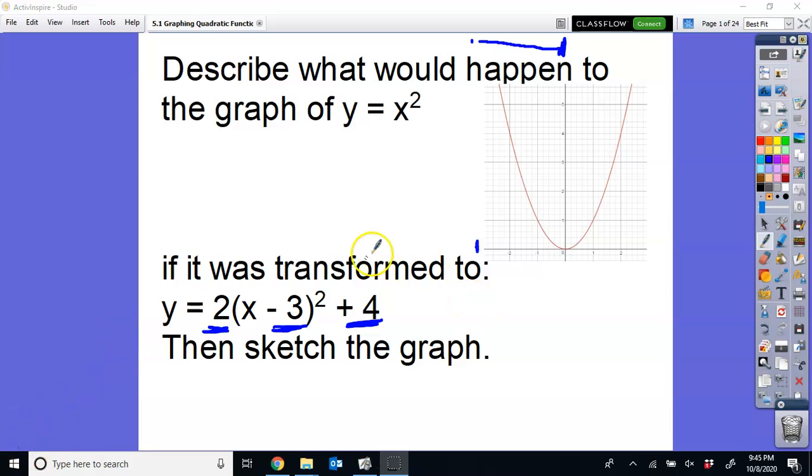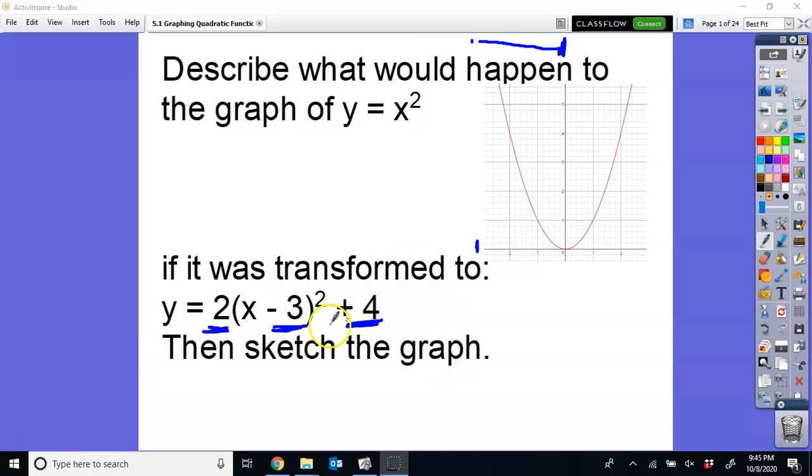Now let's take a look at the 4. The 4 is adding 4 to everything that you've just done. So after you've moved it, after you've stretched that graph up, the 4 is adding 4 to the final answer. So think about what that would do. After I've moved this point this way and stretched it way up there, then it's going to go up 4 still. So this one is going to move it up.